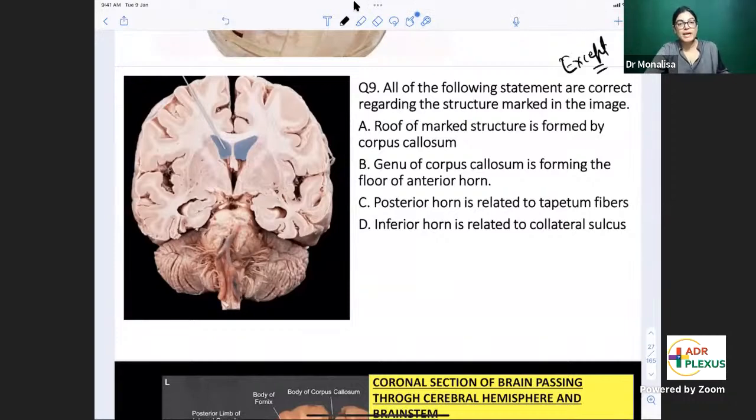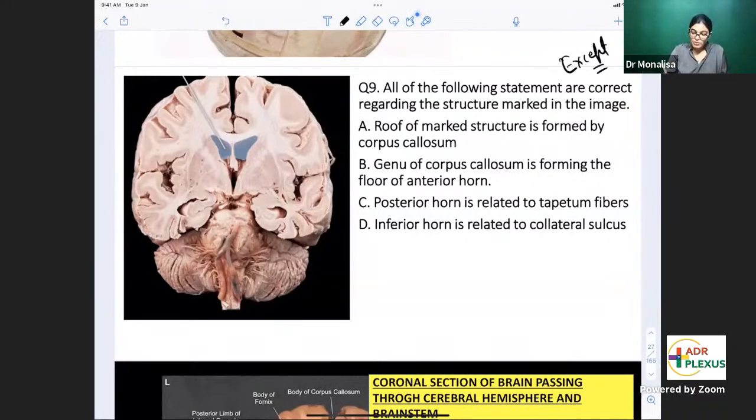Let me just check. Gayatri says third ventricle, and I'm getting Swati lateral ventricle, and also Dr. Kumar lateral. Yes, definitely it's a lateral ventricle, and those who have mentioned lateral ventricle are absolutely correct. We know that the lateral ventricle has different parts: the anterior horn, the posterior horn, the inferior horn, and the body. We have to know the relation of the different parts of the lateral ventricle.